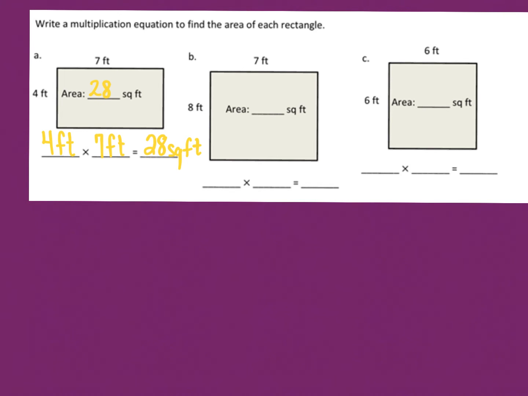For rectangle B, we can see that the side lengths are 8 feet by 7 feet. So we will write the multiplication equation of 8 feet multiplied by 7 feet, which gives us 56 square feet. In rectangle C, we can see that the side lengths are 6 feet and 6 feet. So we will multiply 6 feet times 6 feet, which gives us 36 square feet.